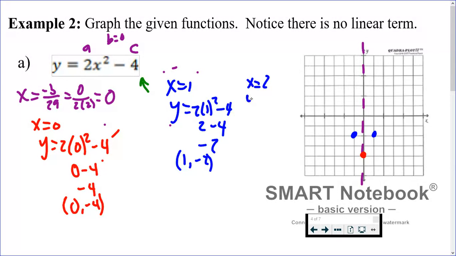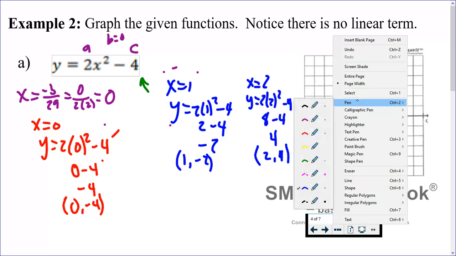Substitute 2 in, you get y equals 2 times 2 squared minus 4. 2 squared is 4 times 2 is 8. Minus 4 is 4. So the ordered pair would be 2, 4. If I plot the point 2, 4, I go right 2, I go up 4, and I get a point there. It would reflect to there, and now I can draw my curve just the same.